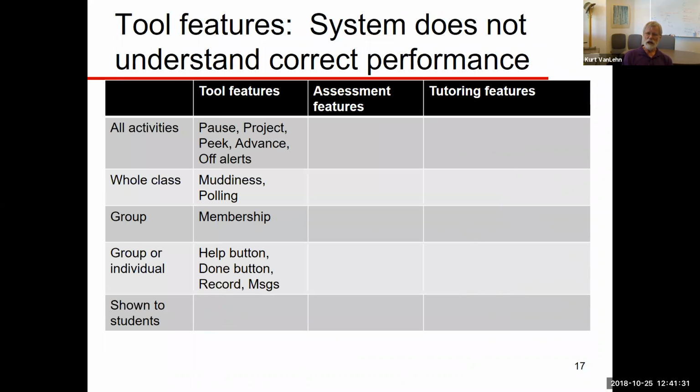So a lot of orchestration systems have a pause button, which causes all the student apps to freeze up and show something like eyes on teacher or pay attention to teacher. The project button causes something on the teacher's dashboard to appear on the digital projector in the classroom. The peek button allows the teacher to look at a student's screen. Advance is a button that causes the whole class to transition from the current activity to the next activity in the lesson plan. Off alerts tell the teacher when a student has gone off task or offline.